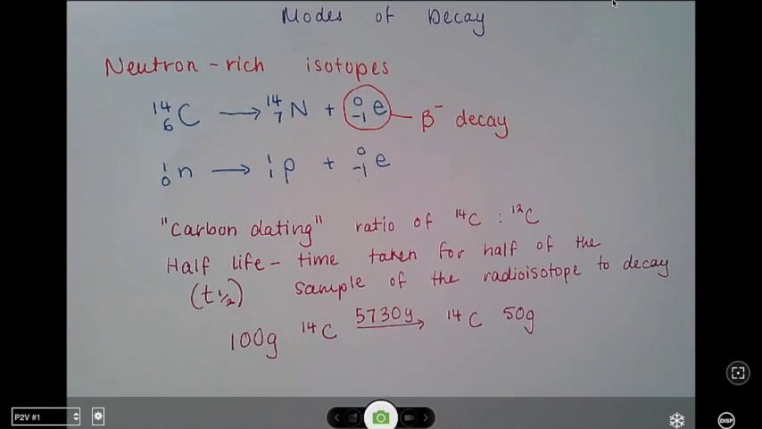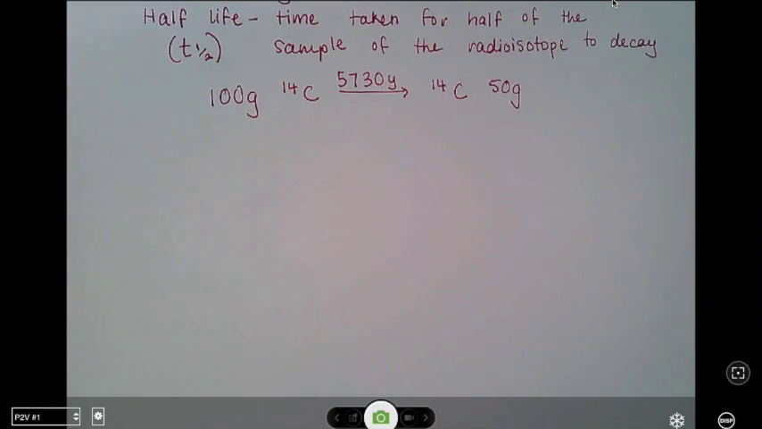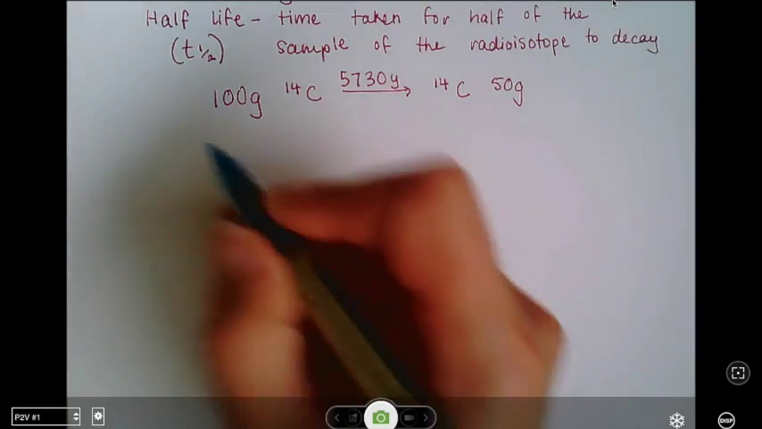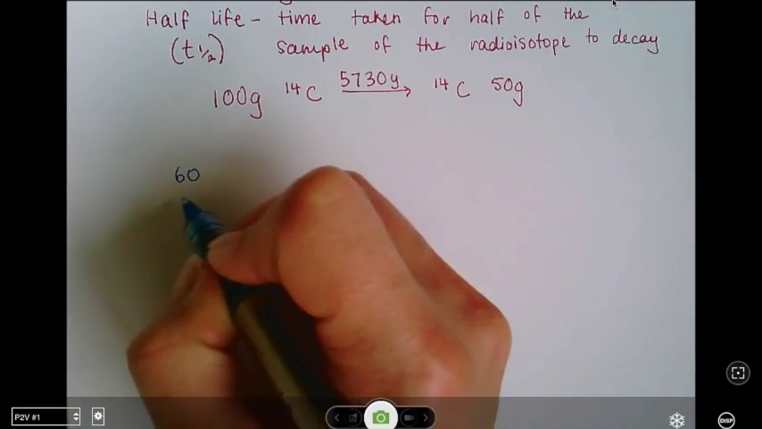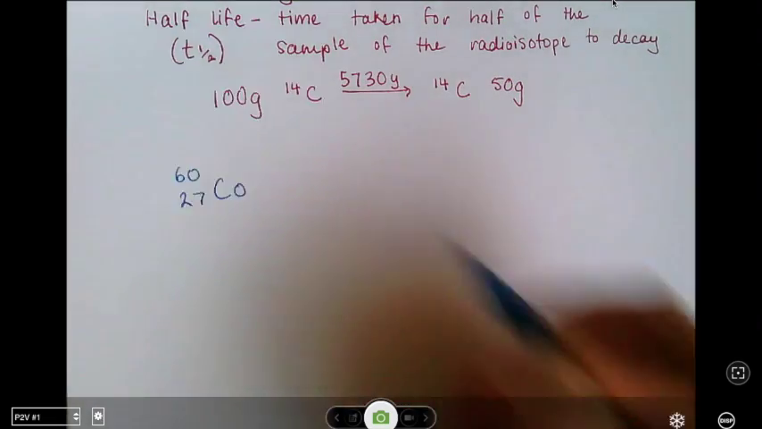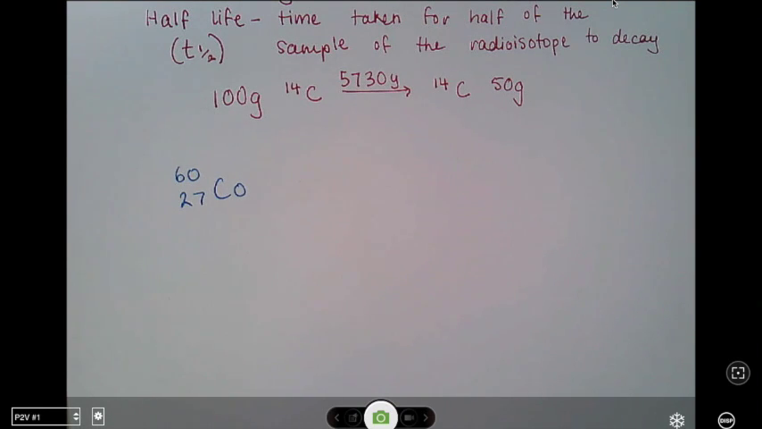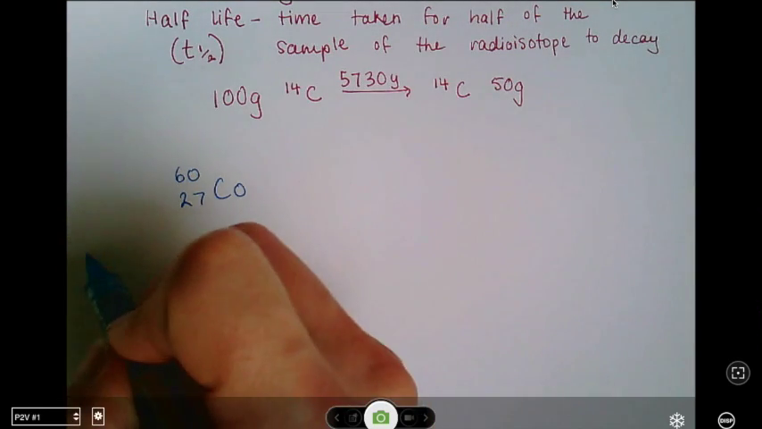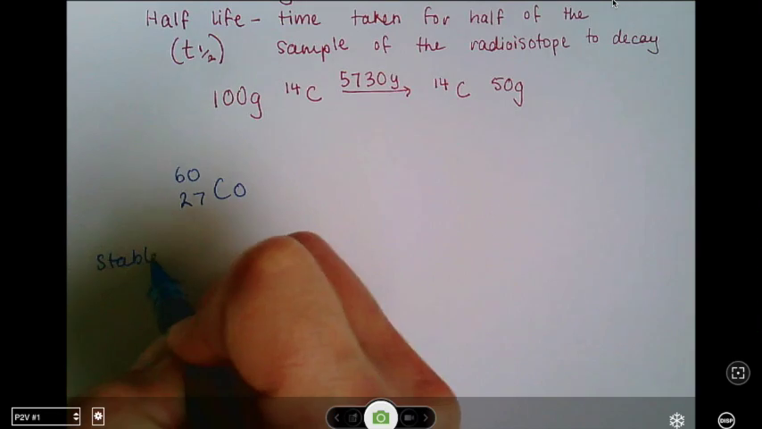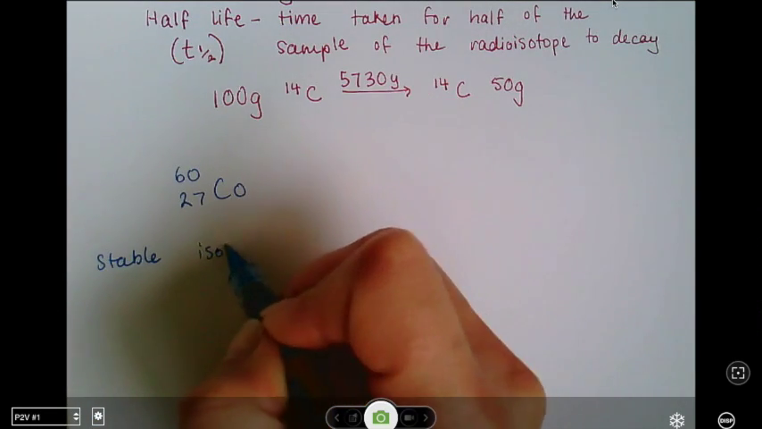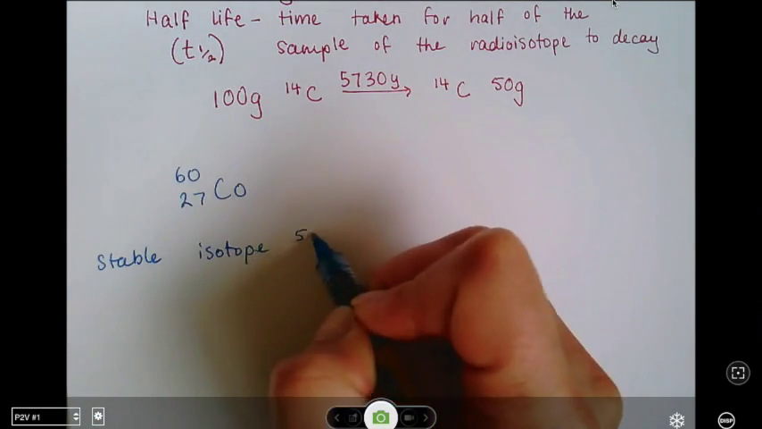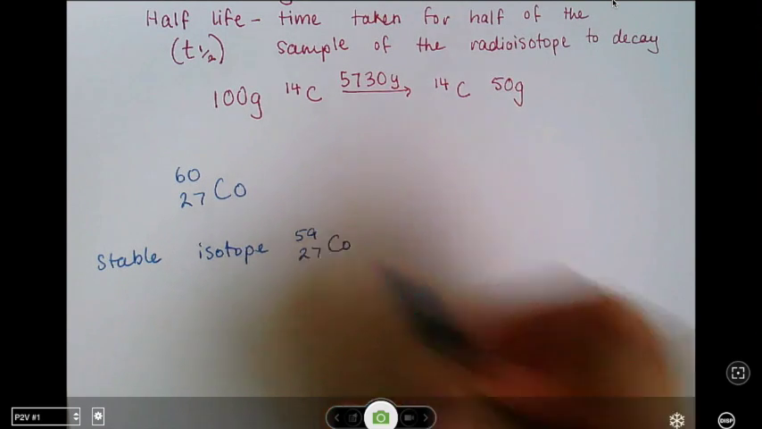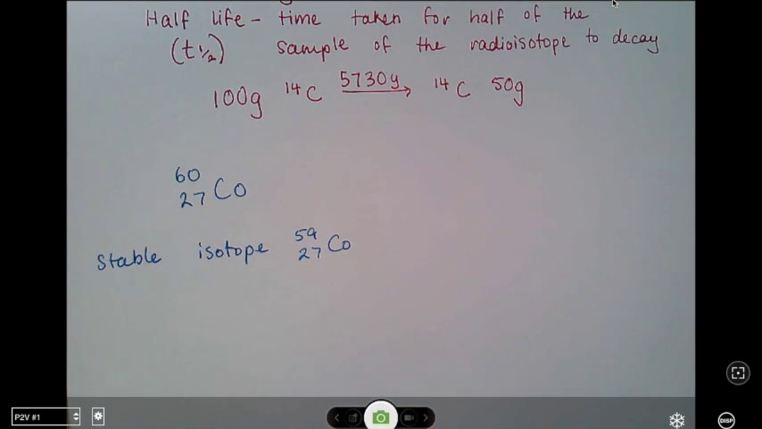If we have a look at another neutron-rich radioisotope, one of which is quite interesting to us is cobalt-60. Now, the stable isotope of cobalt is actually 59, cobalt-59. So it's got one less neutron than cobalt-60. So cobalt-60 is another one of those neutron-rich radioisotopes.